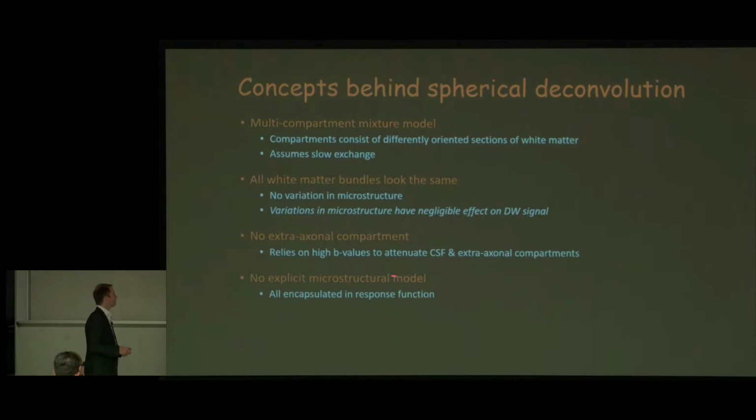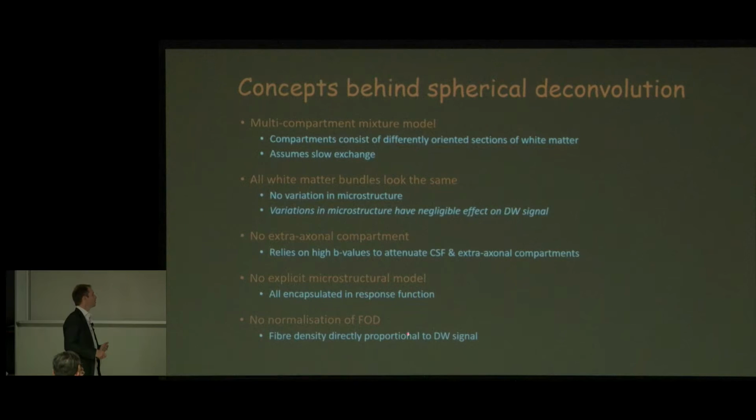And the other big thing here is just what I was talking about. There is no explicit microstructure model here. We've put everything about the microstructure in the response. Extra-axonal, intra-axonal, everything's in there. So it's a nice way of factoring out all the microstructure stuff and focusing on the orientations and the volume fractions of these orientations. But it's not great at getting the kinds of microstructure models that people have been trying to get.